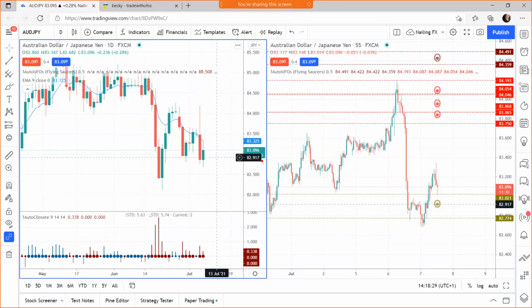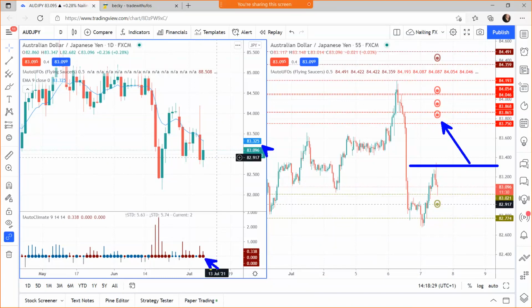And if that EMA also happens, remember the EMA was around about this price, if the EMA also happens to coincide with sell orders, then we have sell orders from the UFOs plus sell orders from the EMA in the context of a downwards climate where we have more sellers.